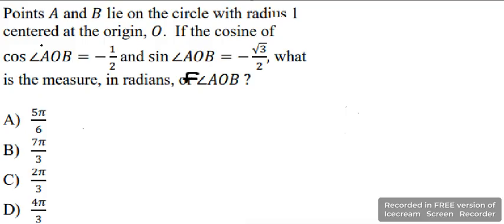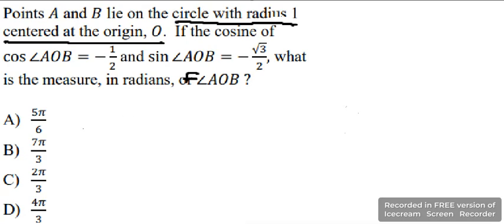Today we have a kind of advanced problem, but we shall be able to solve it. Points A and B lie on the circle with radius 1 centered at the origin O. So directly what this tells us is that we are dealing with a unit circle problem. That's right. So if you don't know the unit circle, I encourage you to pause this video and go and try and memorize it so that you can understand what's going on here, because without the unit circle, you're completely lost.